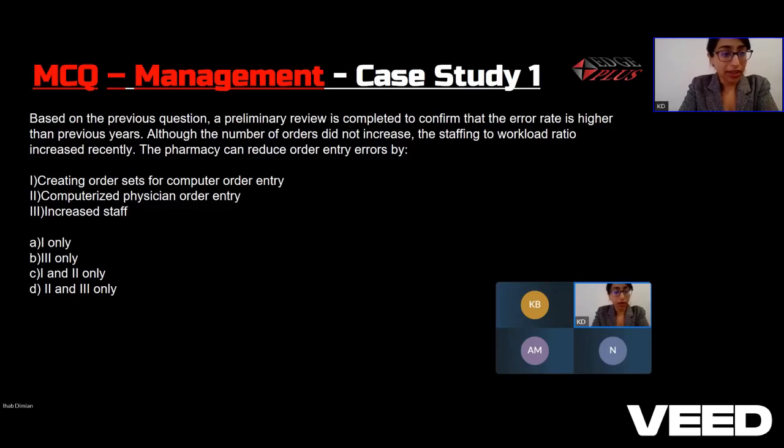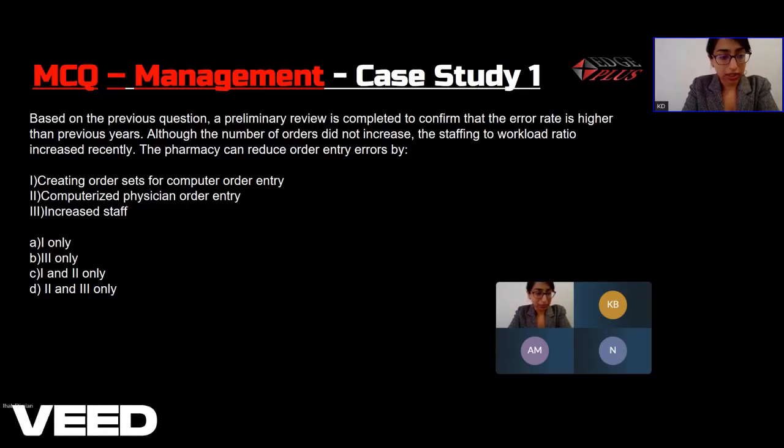Thank you. So now, based on the same question, a preliminary review is completed to confirm that the error rate is in fact higher than the previous years. Although the number of orders did not increase, you found that the staffing to workload ratio increased recently. So now what can you as the pharmacy manager do to reduce the order entry error? Here are some proposals. 1, creating order sets for computer order entry. 2, computerized physician order entry. Or 3, increased staff. And then you see the options there.